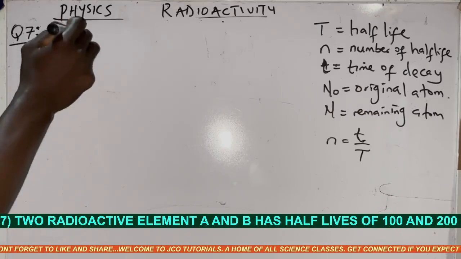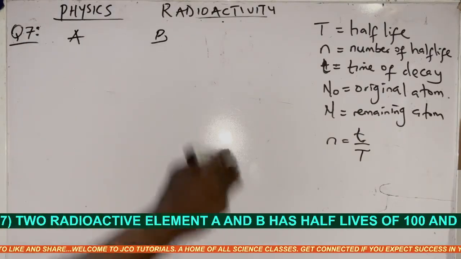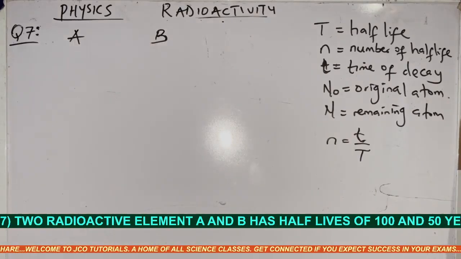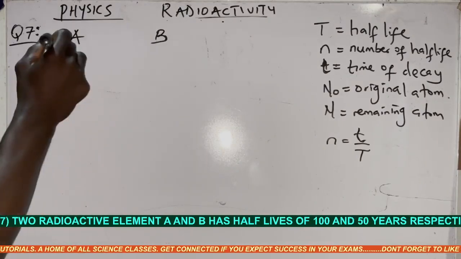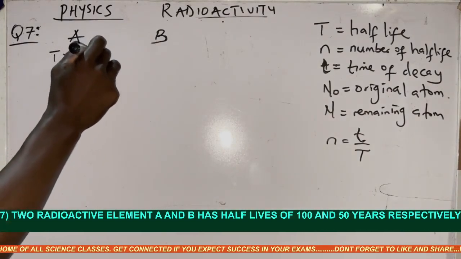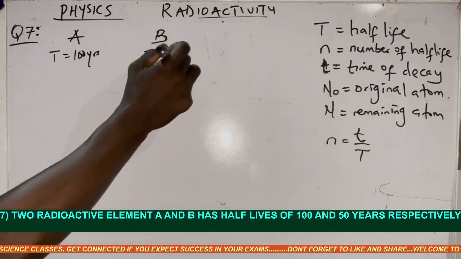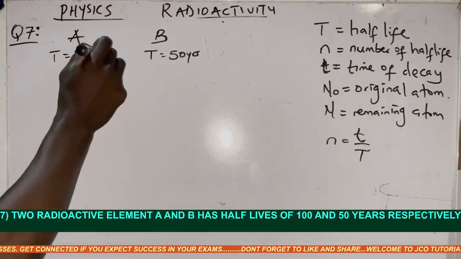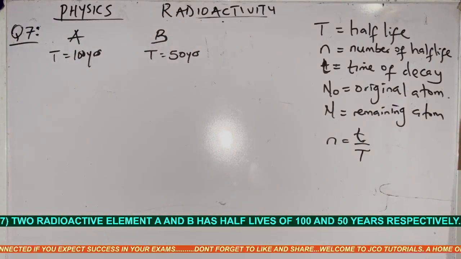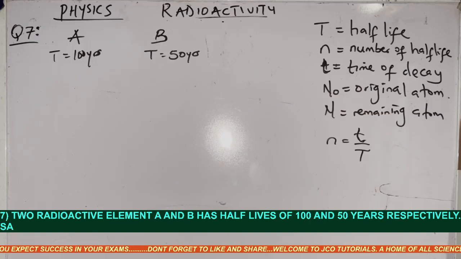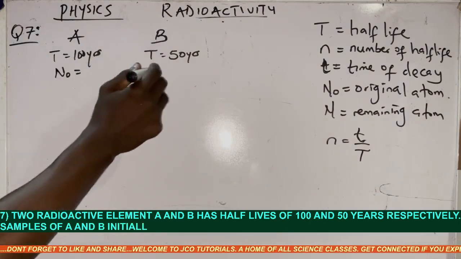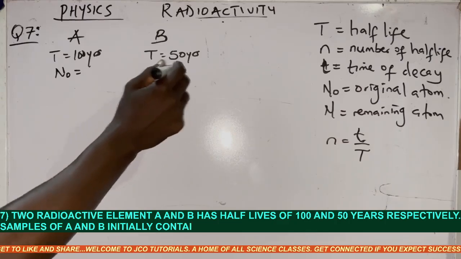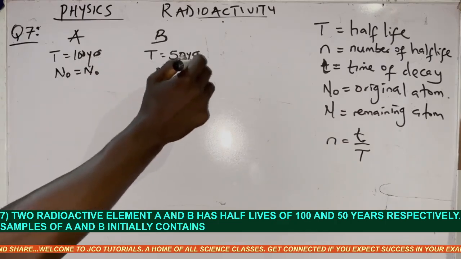So since there are two problems, I like to put it in a tabular form. A there, B there. The two radioactive elements A and B have half-lives as stated. The half-life of A is 100 years. The half-life of B is 50 years. Samples of A and B initially contain an equal number of atoms. So initially they have the same number. So the original of A is the same as the original of B. They are the same as their original.